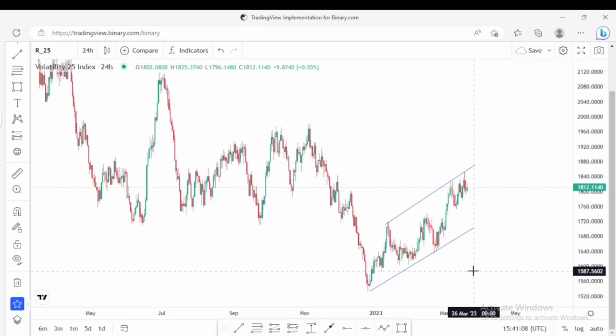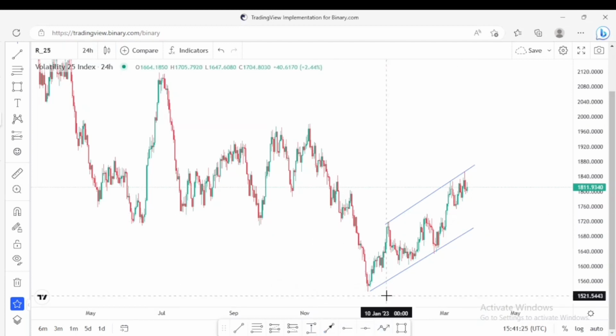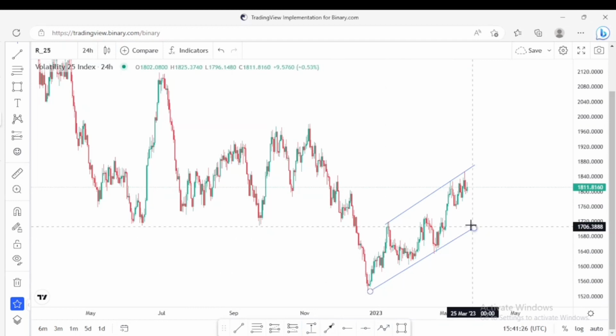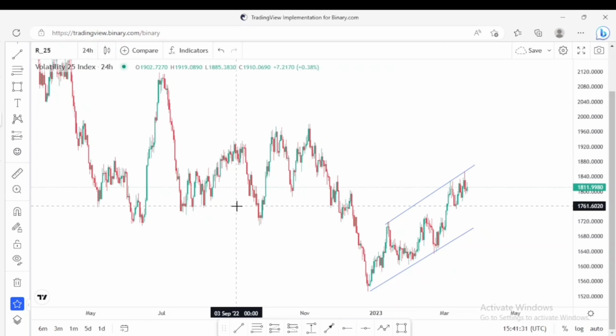Before you trade this strategy, you must make sure that you can analyze structure. You know when market is going down and when market is also going to upside. If we analyze this trend, we will see that VIX25 index is on uptrend on daily time frame, which you can see that we are on 24 hours, which is our daily time frame.